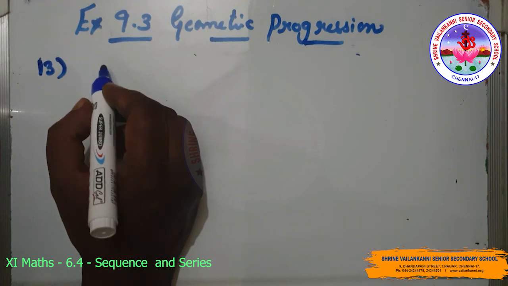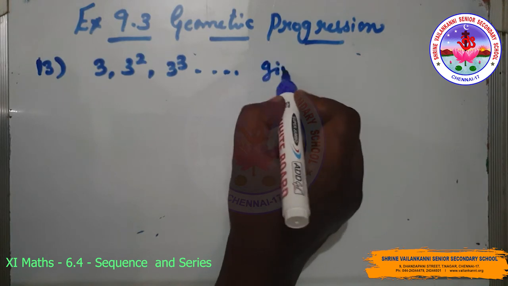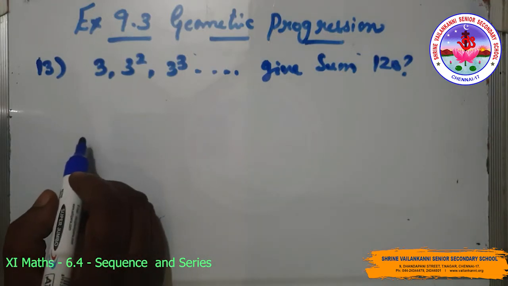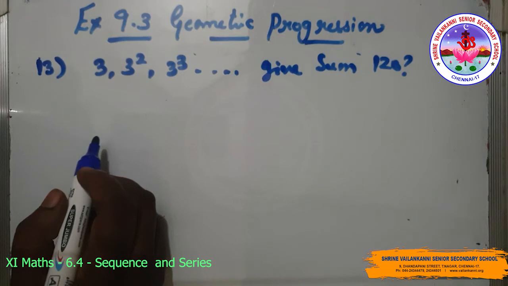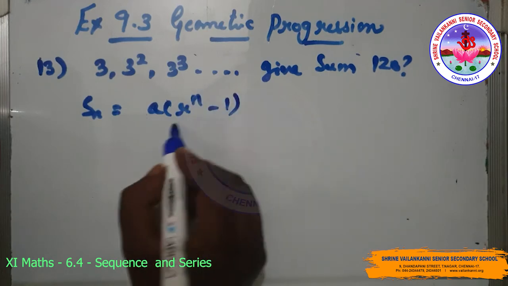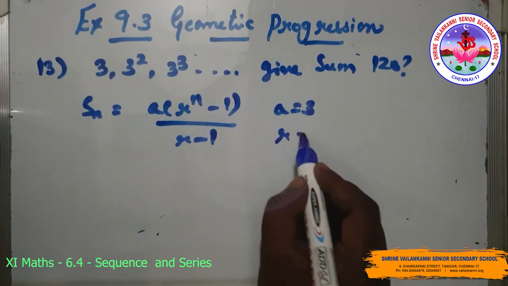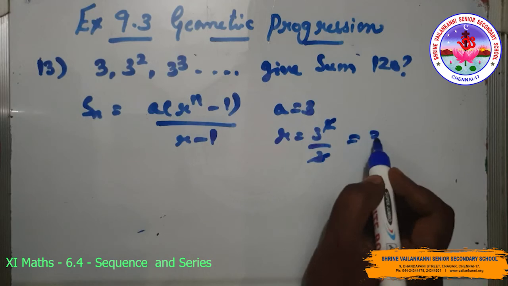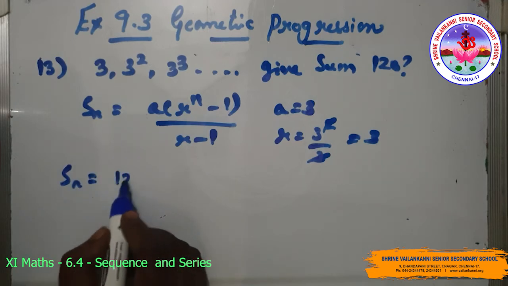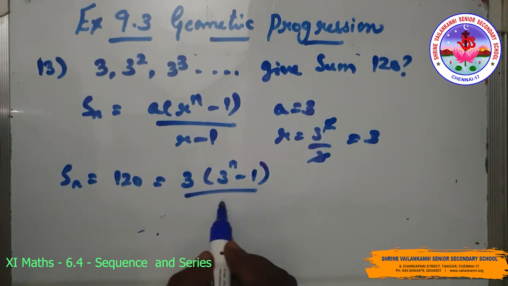Thirteenth question. How many terms of GP 3, 3 square, 3 cube are needed to give the sum 120? Let us consider that n terms of this GP be required to obtain the sum of 120. So Sn equal to a into r power n minus 1 by r minus 1. Here a is 3 and r is 3 square by 3, which is 3. Then Sn equal to 120, which is equal to 3 into 3 power n minus 1 by 2.